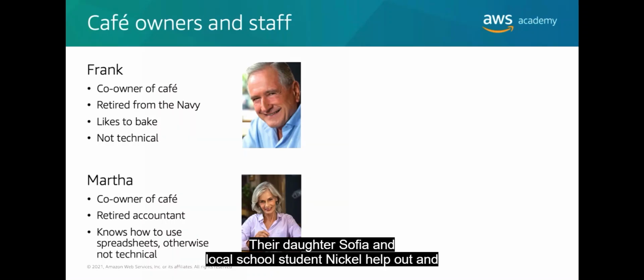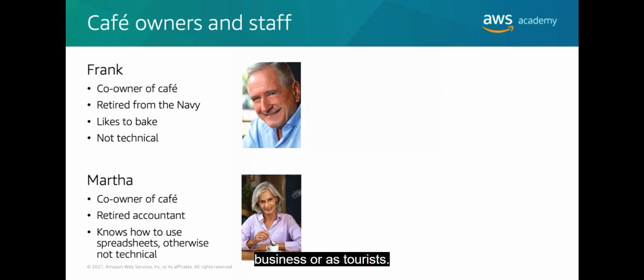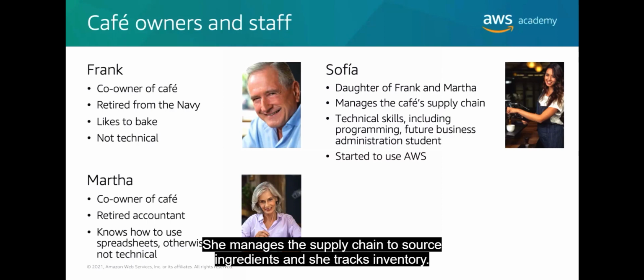Their daughter Sophia and local school student Nikhil help out and work at the cafe. Since they opened the cafe, Frank and Martha have experienced an increase in local business. They also sometimes have customers who are traveling through the area, either for business or as tourists. Sophia is Frank and Martha's daughter, and she runs the cafe. She manages the supply chain to source ingredients, and she tracks inventory.